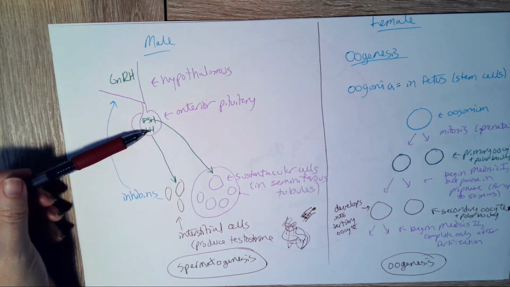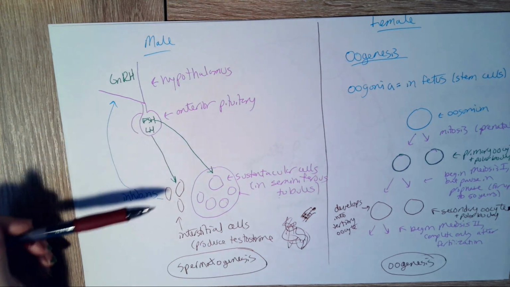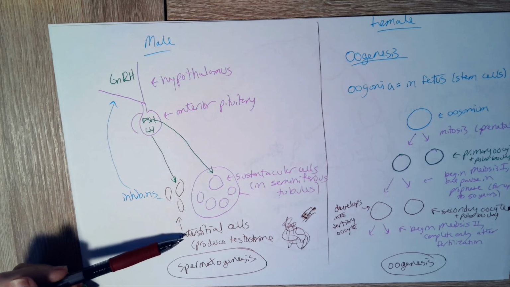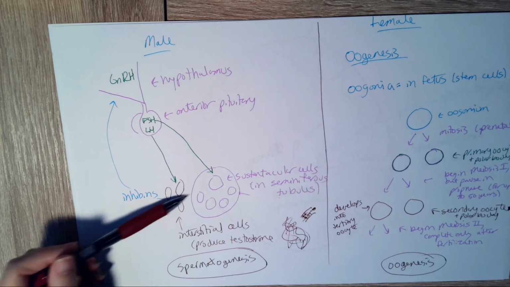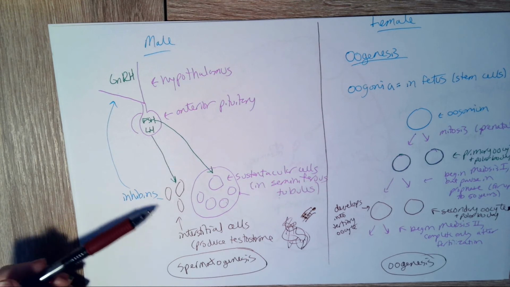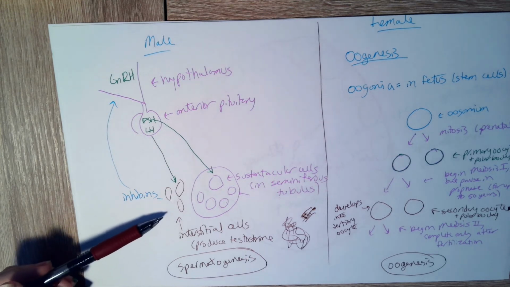Now LH is also going to go to the testes, but it goes to cells that are outside of the tubule, and those are called the interstitial cells, or the interstitial cells of Leydig. These are the cells that produce testosterone that help to stimulate spermatogenesis, among other things. Testosterone also helps to trigger parts of the central nervous system. It helps to form secondary male sex characteristics, things like that.